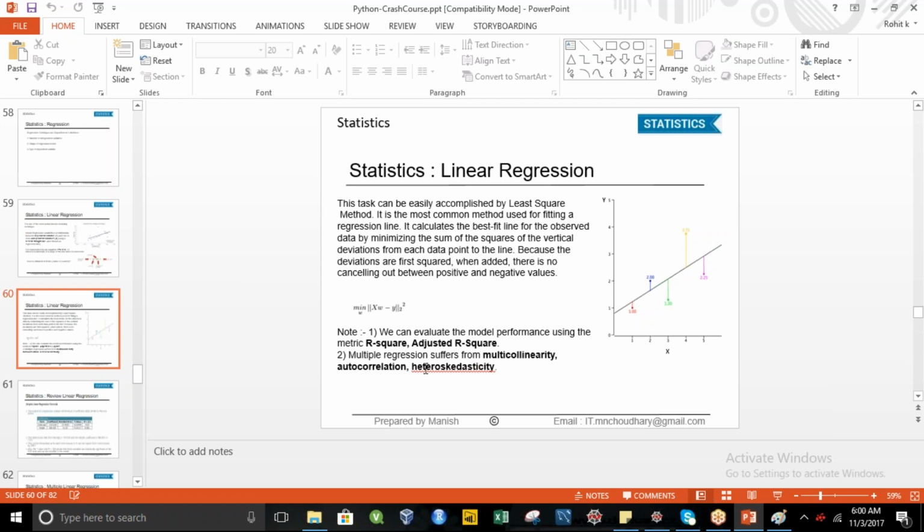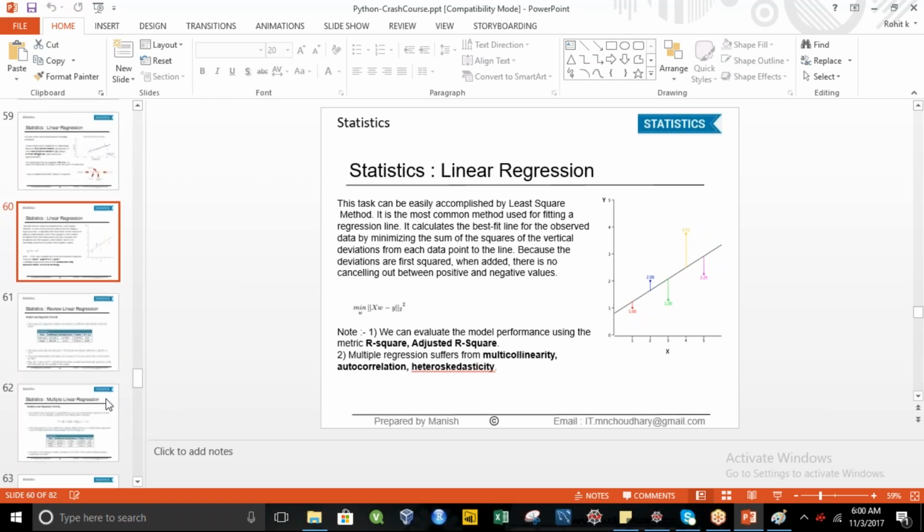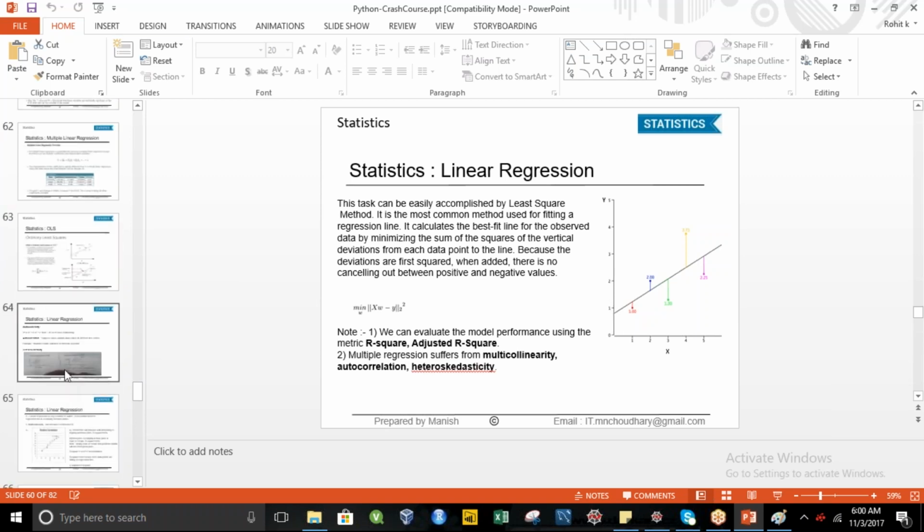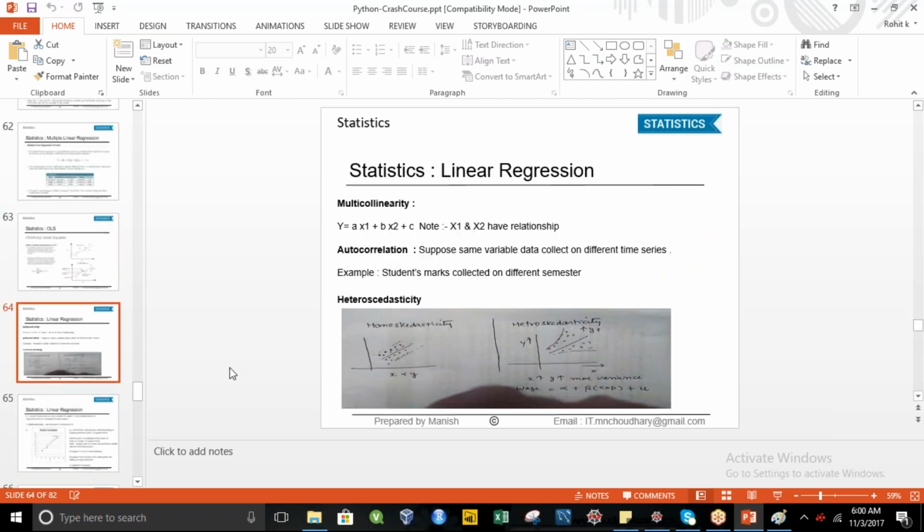The name is a little difficult. Heteroscedasticity. There are two types here. Suppose x and y coordinates. We know the Cartesian plane, and in the Cartesian plane there is an x-axis and a y-axis.